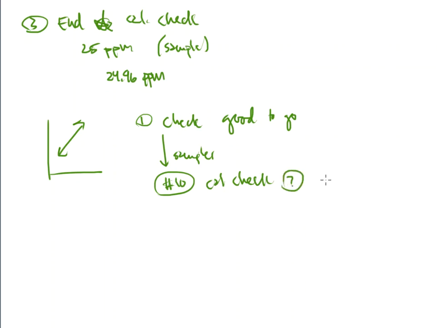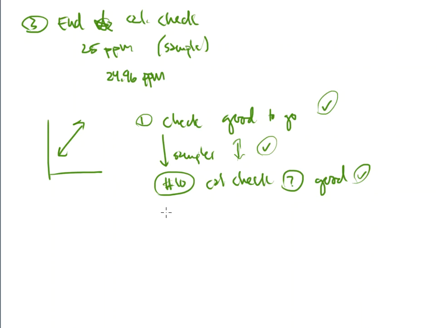And the question mark here is, is this still good? So if it checks out in the beginning and if it checks out in the middle, then everything in between is probably also good. That's good science. It's good data.